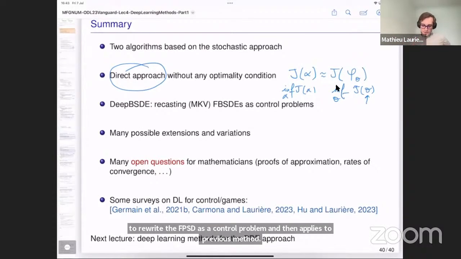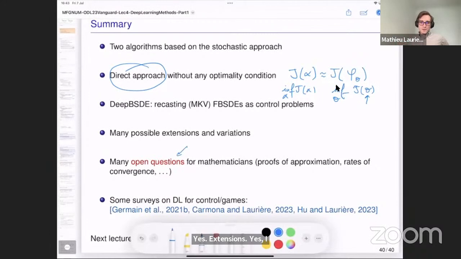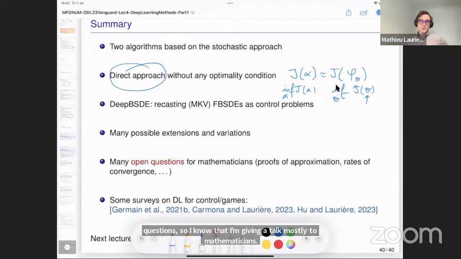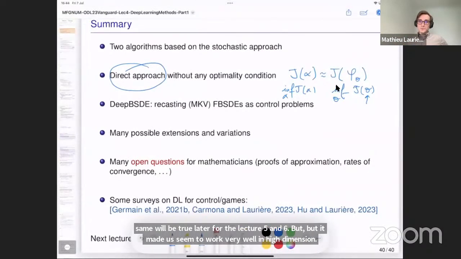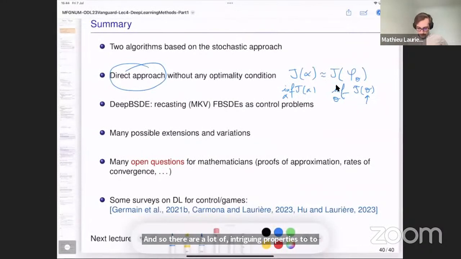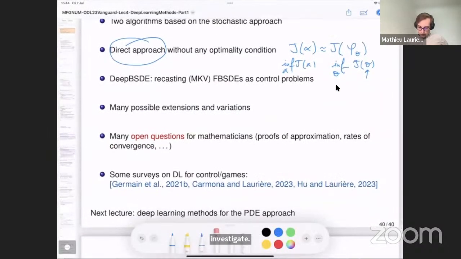Extensions: yes, I stressed in red many open questions. I know that I'm giving a talk mostly to mathematicians, so I apologize for not giving a lot of mathematical results in terms of numerical analysis. I'm hinting at some results and giving some references. If you want more, just let me know. But anyway, not so much is known for these deep learning methods. The same will be true later for lectures 5 and 6. But these methods seem to work very well in high dimension, and so there are a lot of intriguing properties to investigate. And a few more references.